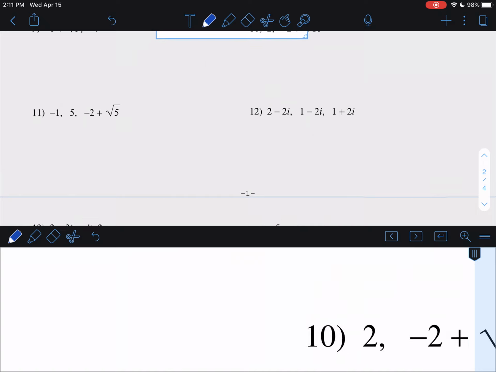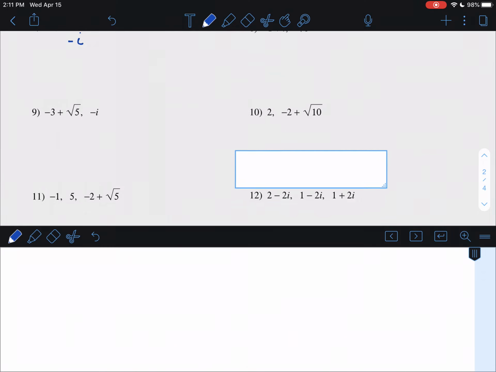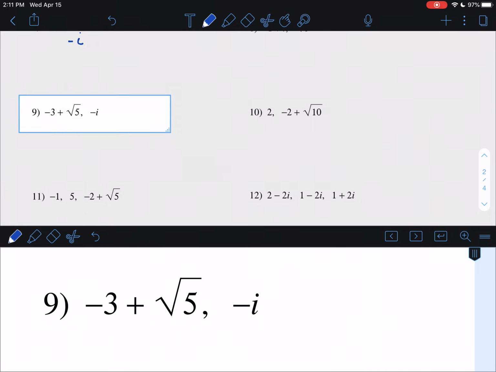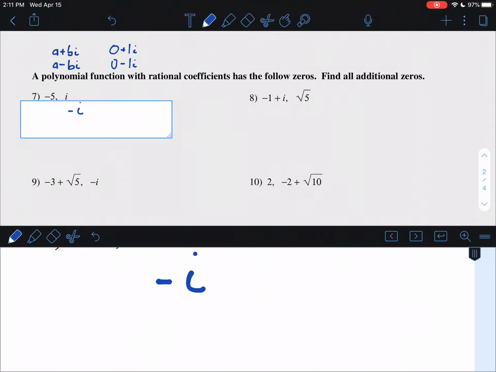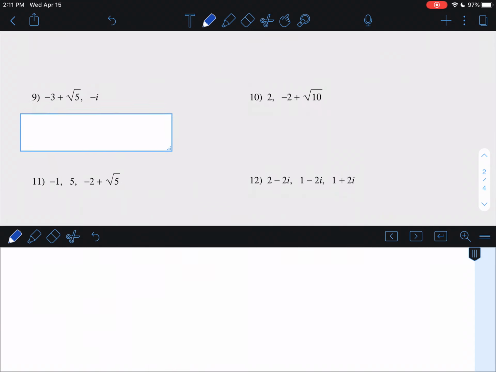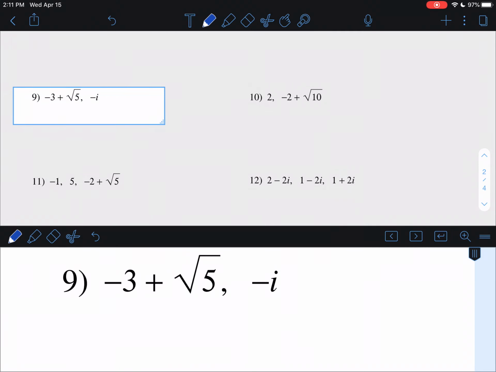Wait, no, number 12 isn't a good one. That doesn't have any irrational numbers. I'm trying to find a good one. I like 9. Okay. So yeah, 9. So 9, I have -3 plus square root of 5 and -i. So as I just said, if -i is included, i is included, which means that another 0 for this one is going to be i.